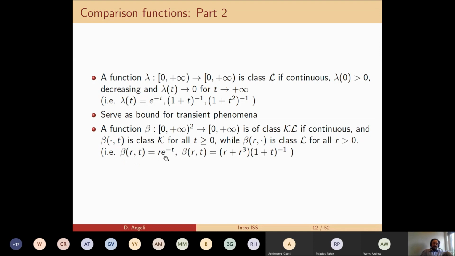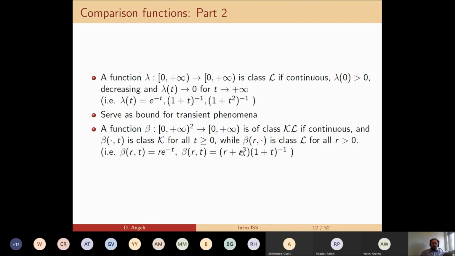As you see, whenever you fix t, this is class K infinity in r, as it is a linear function, so it grows linearly. On the other hand, whenever you fix r, this is a class L function in t, so it decays to 0 asymptotically as time goes to infinity.